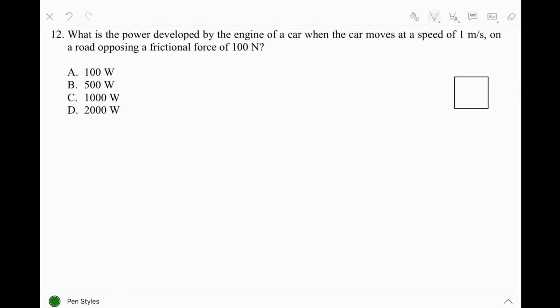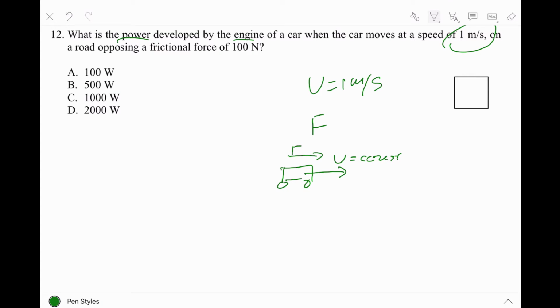What's the power developed by the engine? Now, the power by the engine. So you got the velocity. You got the force. Because assume this is constant. One is your power, the force from your engine. One is the frictional force, the friction. They must be equal. Otherwise, you won't get a constant velocity.